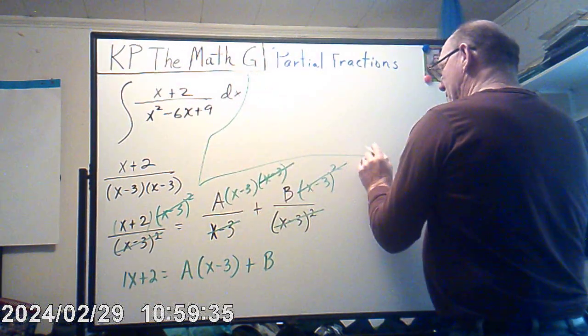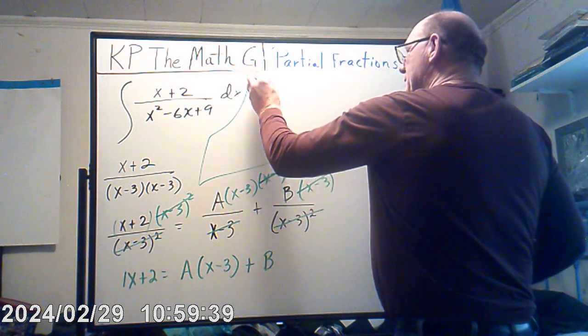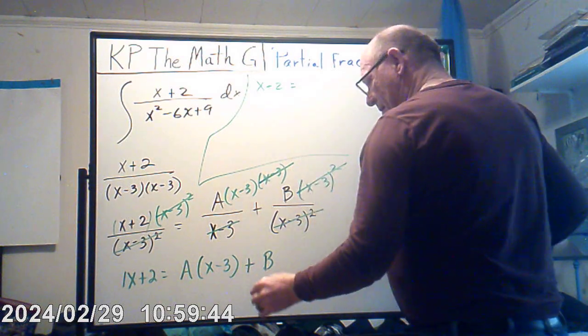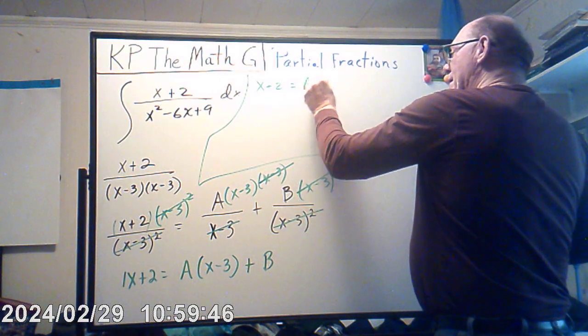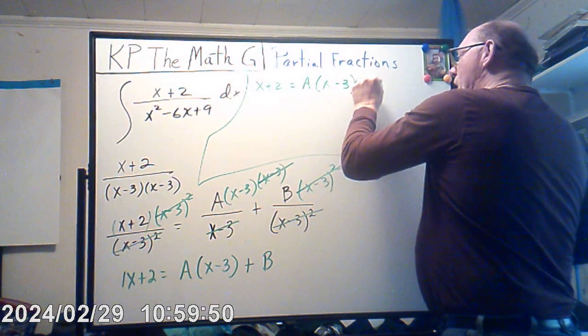We may have to flip our board over. That's okay. Let's see, we got x plus 2. x plus 2 is equal to a times x minus 3 plus b.